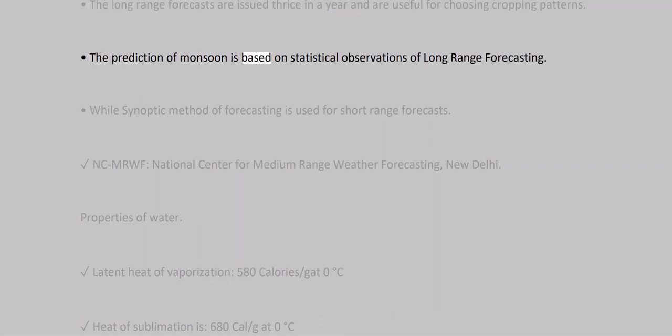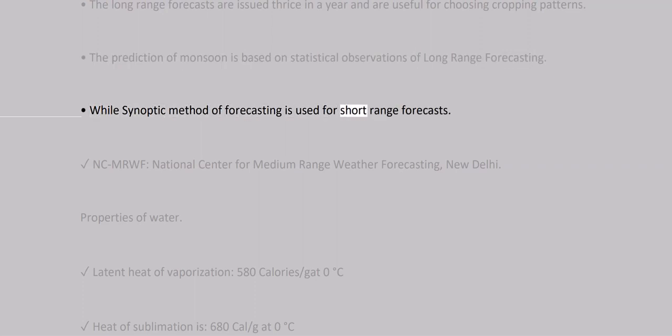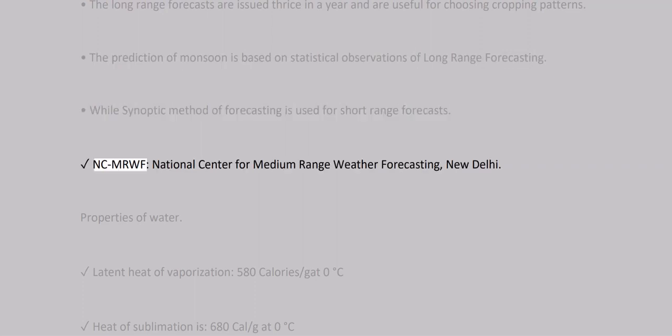The prediction of monsoon is based on statistical observations of long range forecasting, while the synoptic method of forecasting is used for short range forecasts. NCMRWF, National Center for Medium Range Weather Forecasting, New Delhi.